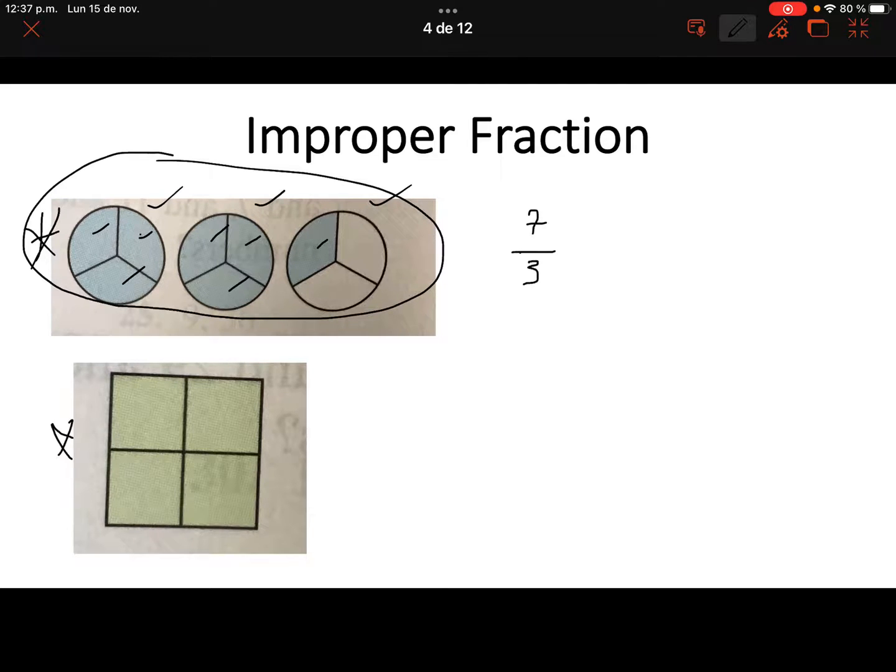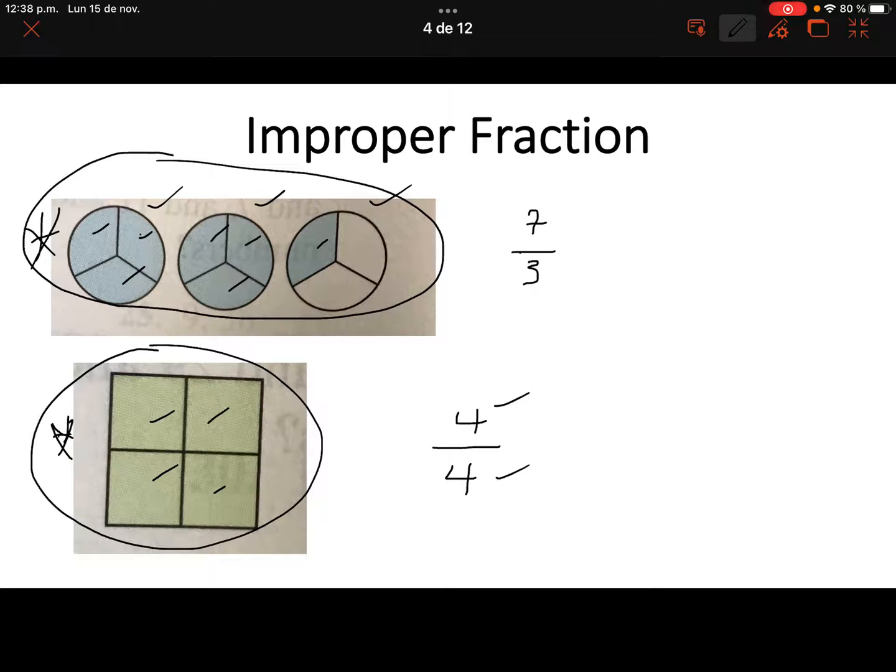In the second graphic, we have a square that is divided into 4 equal parts. How many parts? 4, that's the denominator. And how many of them are shaded? All of them in this case. Then 4/4. 4/4 is also an improper fraction because the numerator and the denominator are equal, and also because in the graphic representation we use the whole unit. Just when we use less than the unit, it's a proper fraction. If we use the unit or more than the unit, it's an improper fraction.